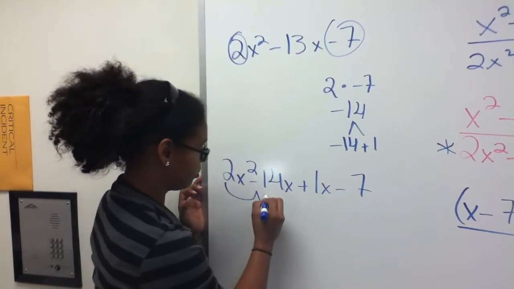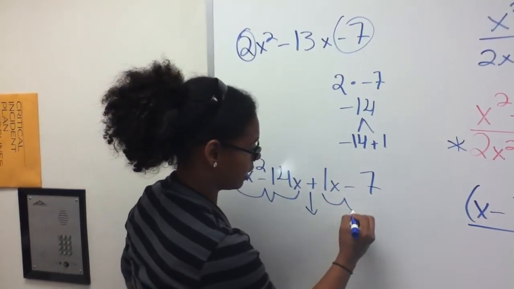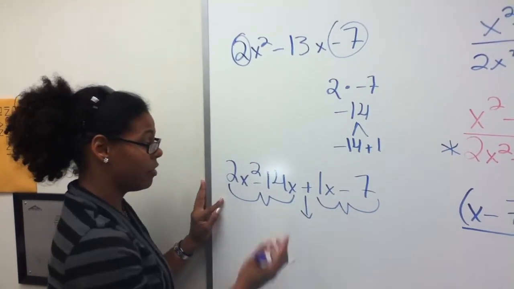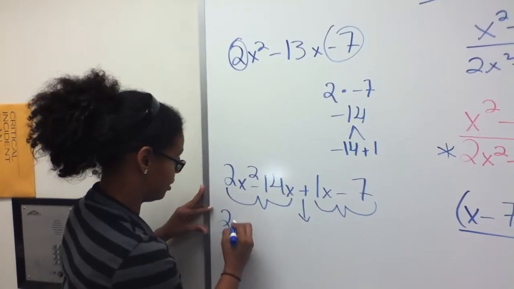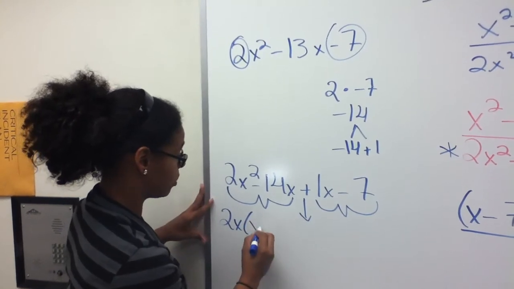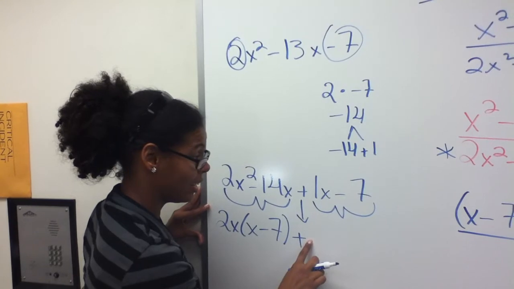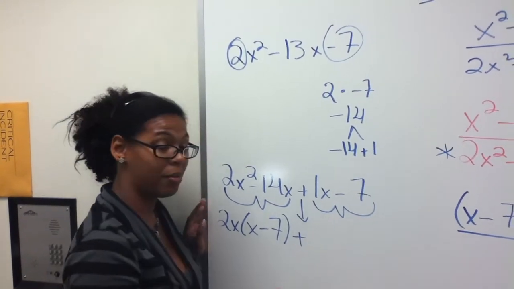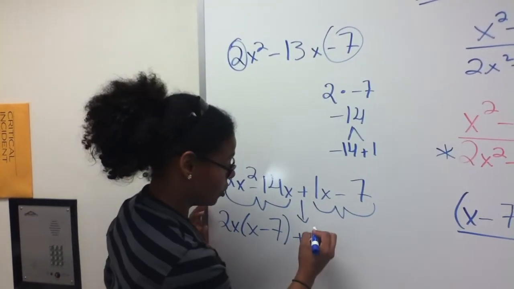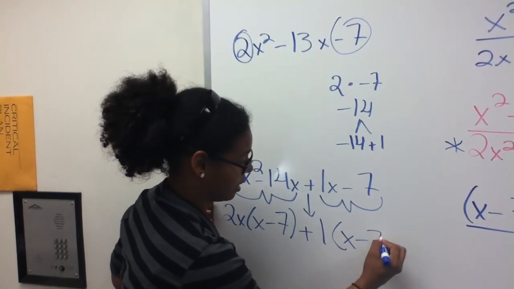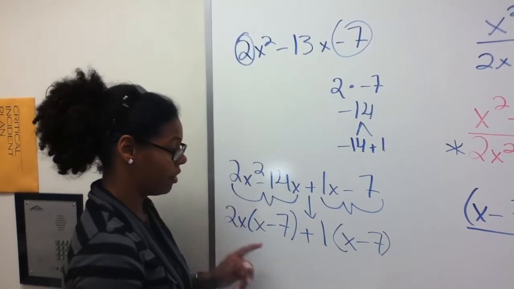So now I'm going to factor each of these individual bits. My greatest common factor here is 2x. That's going to leave me with x minus 7. Bring down my sign from this problem, and my only common factor here is 1. So it's all I'm going to be able to pull out. But I'm going to be left with x minus 7. Pretty much the same thing I have here.